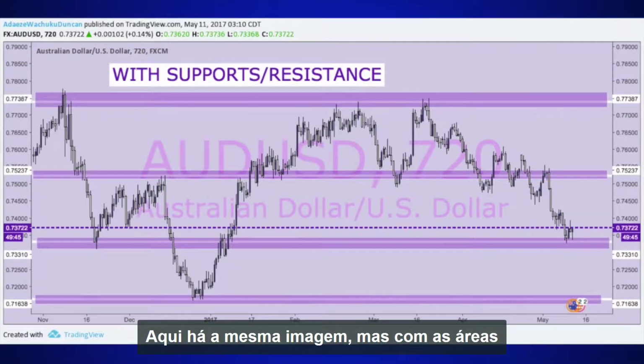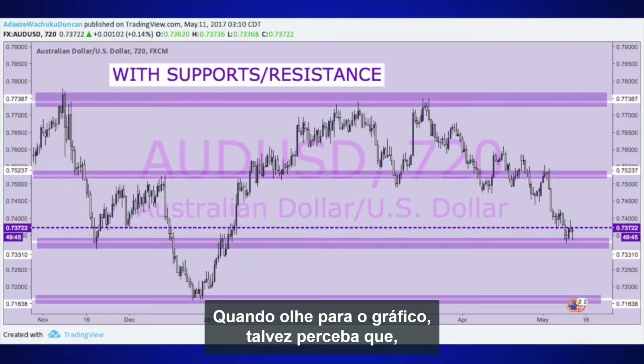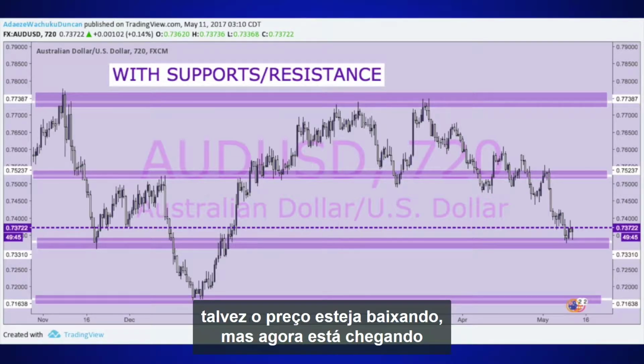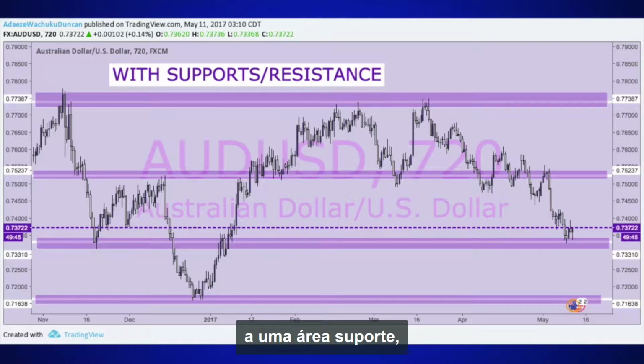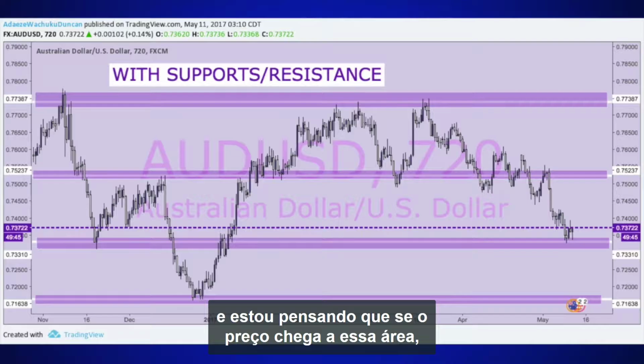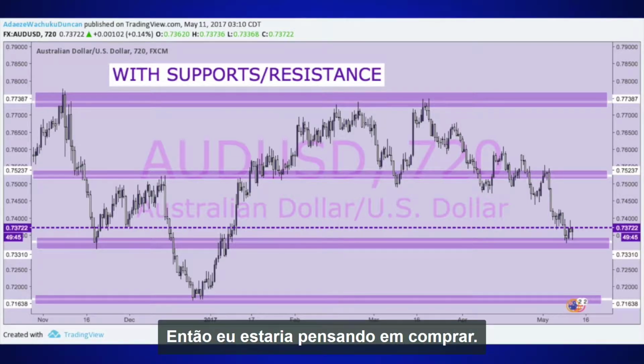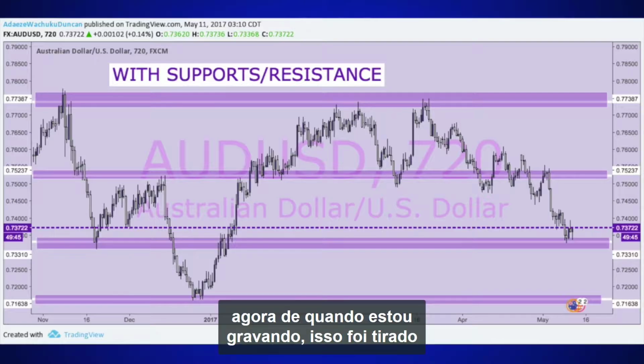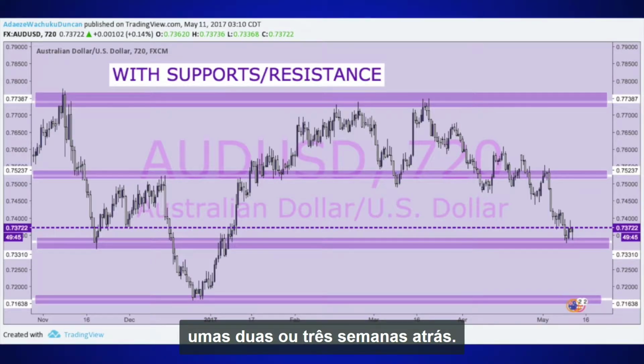Now, here's that exact same picture, but with the support and resistance areas drawn. When you look at it, maybe you're noticing that price was going down, but now it's reaching that area of support. And I'm thinking, if price gets to this area, I think it's going to turn around. So I'm going to be looking for a buy. Now, here's the really cool thing, guys. I looked at this exact same frame. This frame was taken about 2 weeks ago from the time of this recording. At that time, I did a presentation and I said, look, if price gets to this area, then I'm going to be looking for a buy.